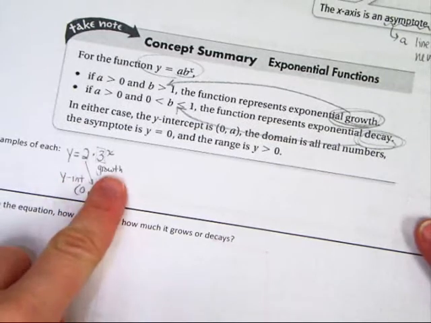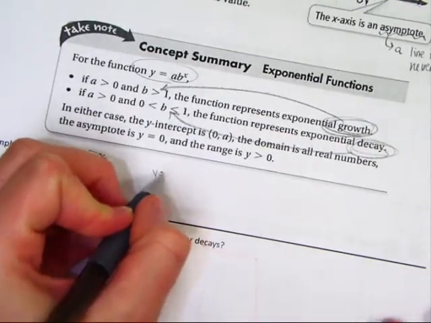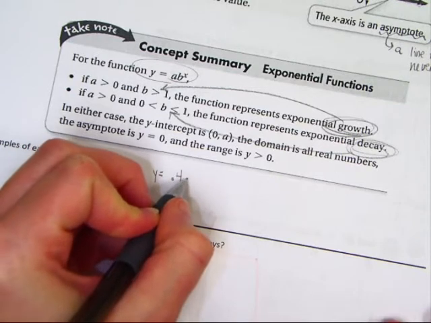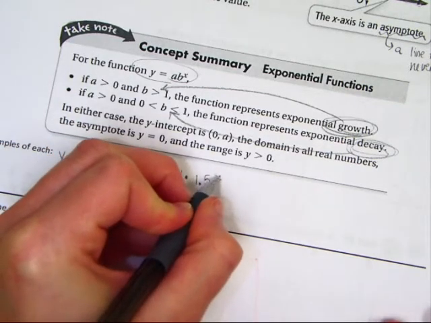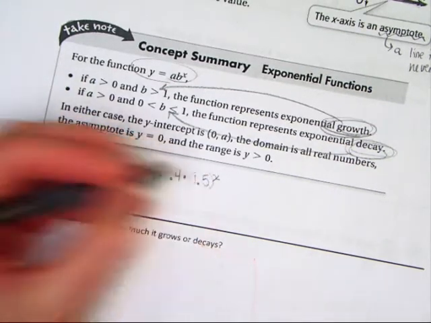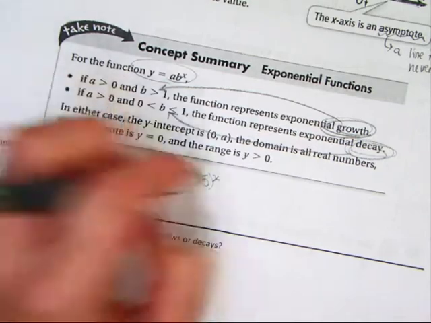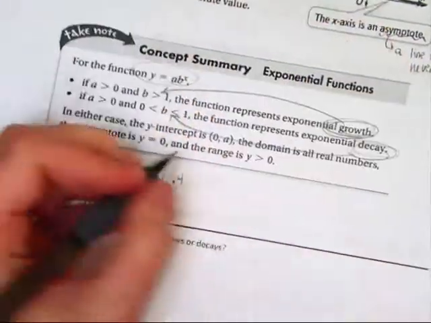Alright, so I talked about a growth one. I'm going to talk about another growth one. y equals 0.4 times 1.5 to the x. I'll put that in parentheses to make it look a little easier. I'll take away that dot. That might help you visualize it better.